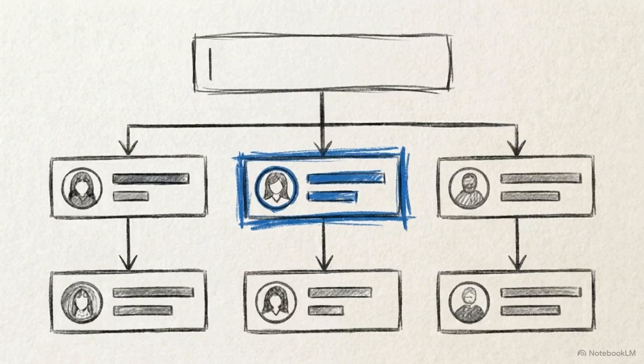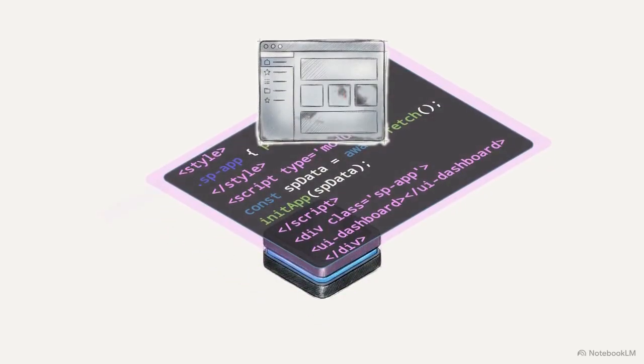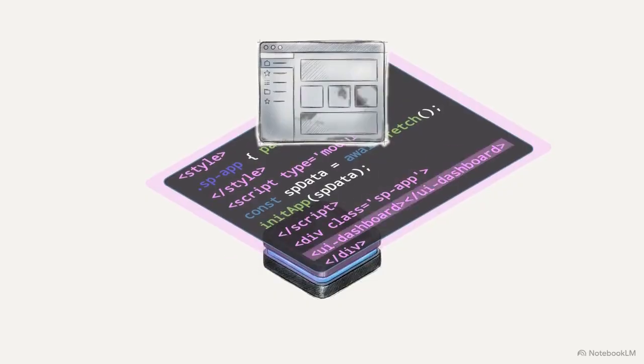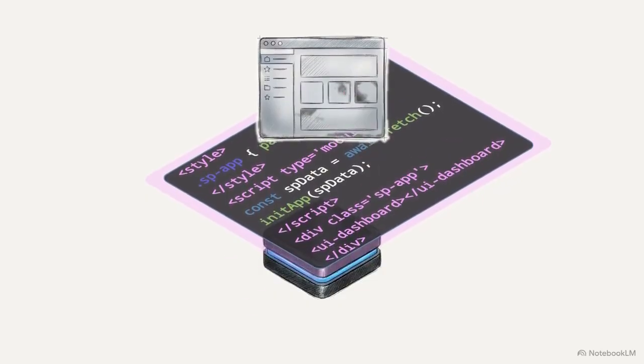You can type a name into the search bar, filter results, and click individual management nodes to view specific teams. This isn't a static image. It is a functional HTML application executing natively inside your SharePoint site.